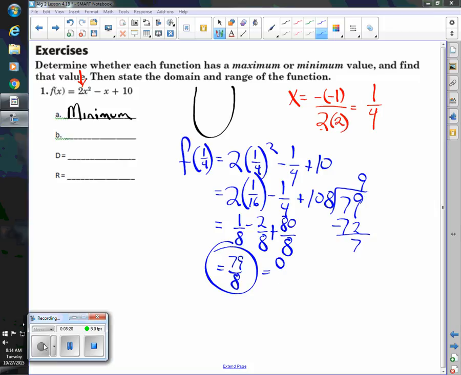I actually like the improper fraction better, but we're going to find that value of the minimum, and so that value is 79/8. That's as low as it goes. Once again, you could use 9 7/8. Okay, so now once we've found that value, my domain is, what I said, all real numbers. Now, since this vertex is a minimum, it's going to be all the numbers that are greater than or equal to that 79/8. So, range is, open up your set builder notation, y such that y is greater than or equal to 79/8.